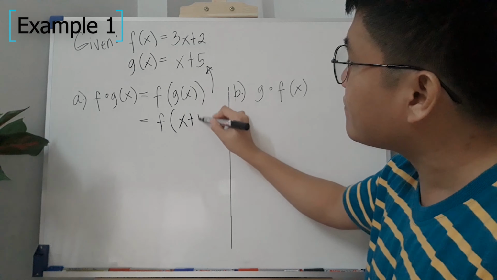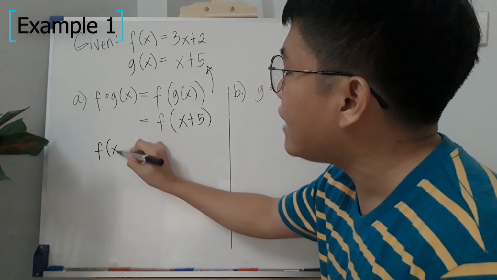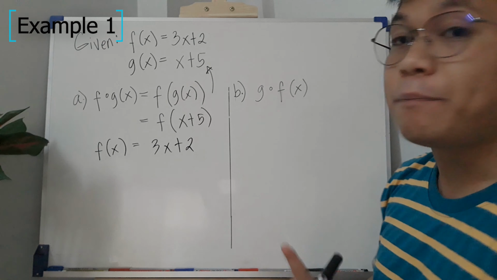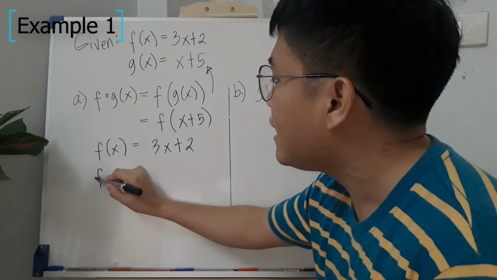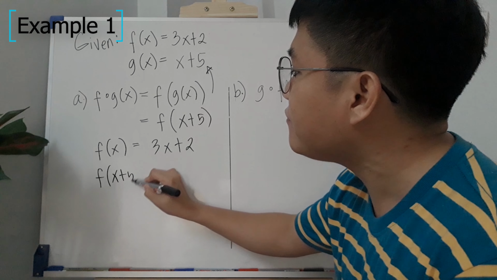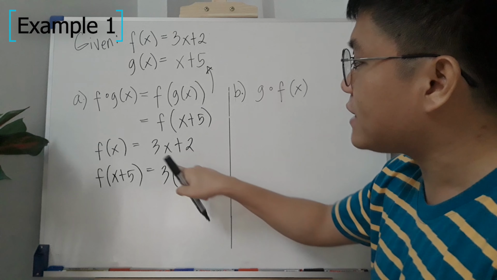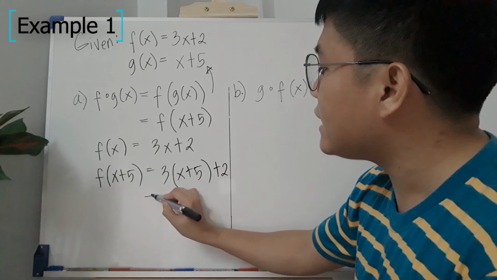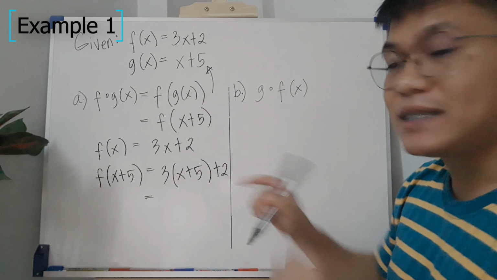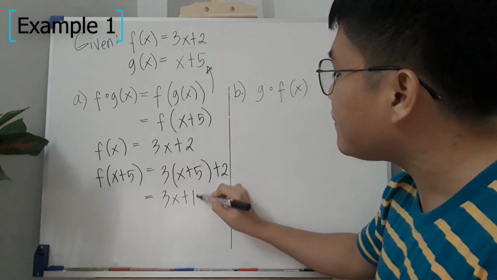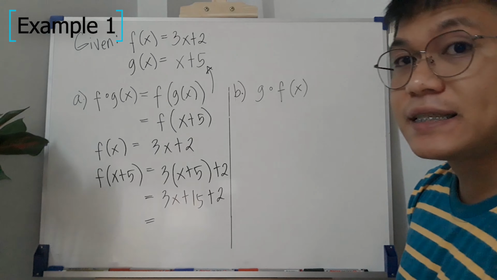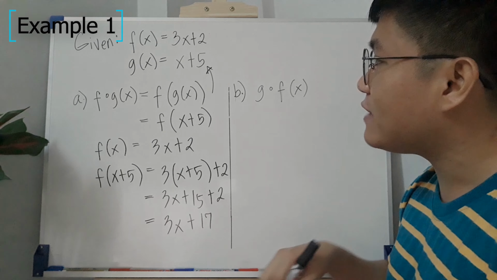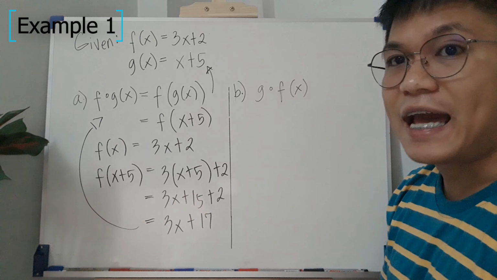Now, since our f of x, going back to our given, is equal to 3x plus 2, we will replace all the variable x with x plus 5. That means f of x plus 5 is equal to 3 times, replace x with x plus 5, that means x plus 5, plus 2. And then simplify. Distribute 3 to the two terms inside the parentheses. That means we have 3x plus 15 plus 2. And then combine similar terms, which is 3x plus 17. Therefore, 3x plus 17 is our f composed with g of x.